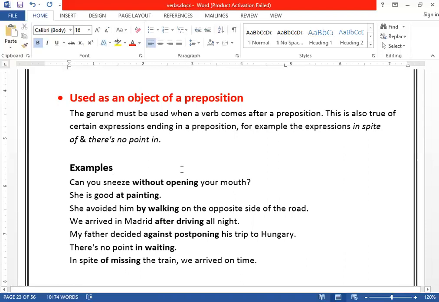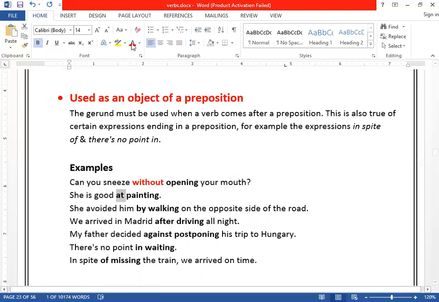For example, these are the examples if you want to have it. Can you sneeze without opening your mouth? Sneeze without: without is a preposition. Opening is a gerund. Sneeze is a verb, opening is a gerund. Like here, she is good at.